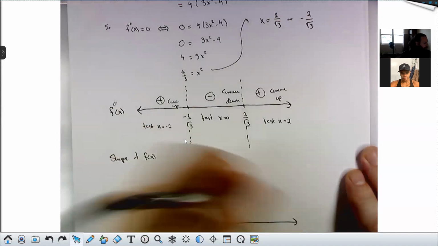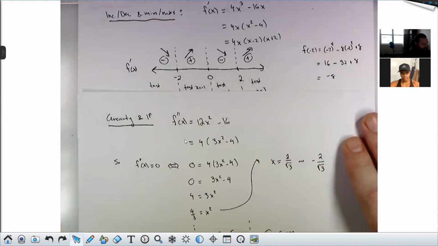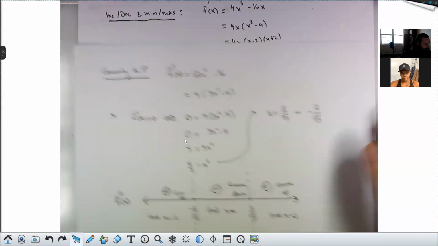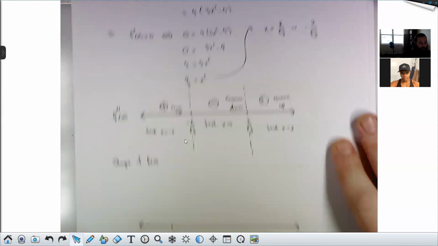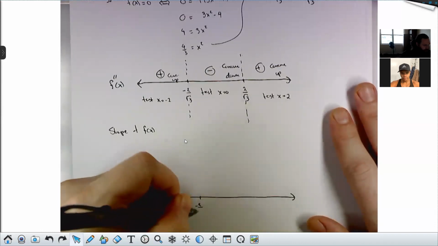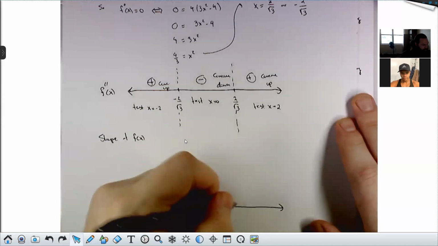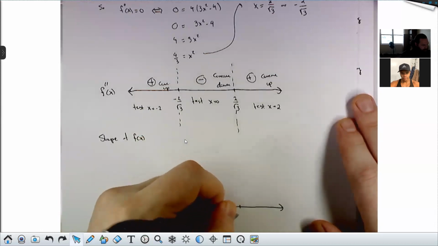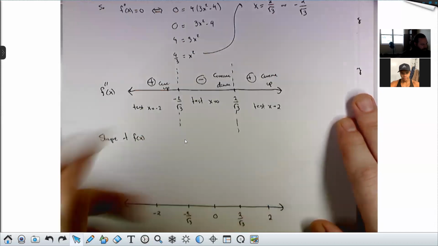I want to put all the numbers from past number lines on this. So those will be negative 2, 0, 2, and these guys. So if I do that in order, over here would be negative 2, and then negative 2 over the square root of 3, then 0, then 2 over the square root of 3, and then positive 2.